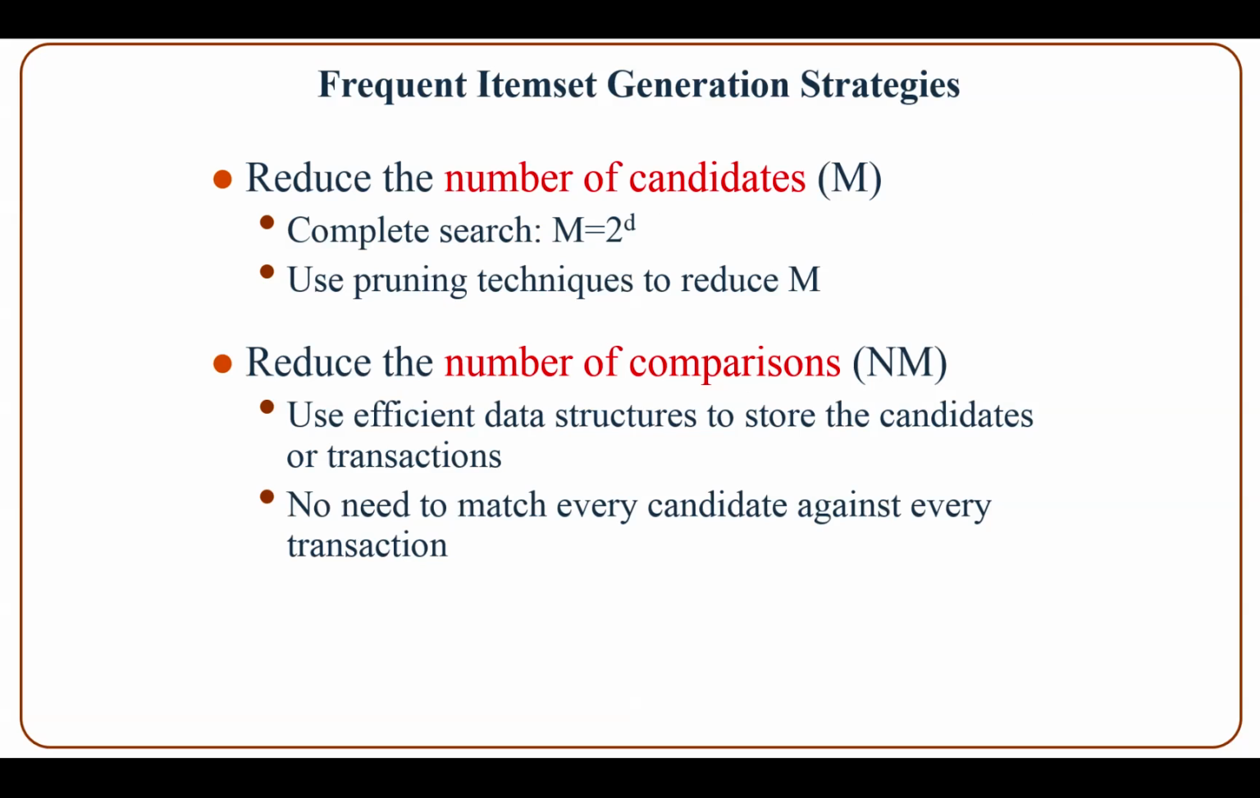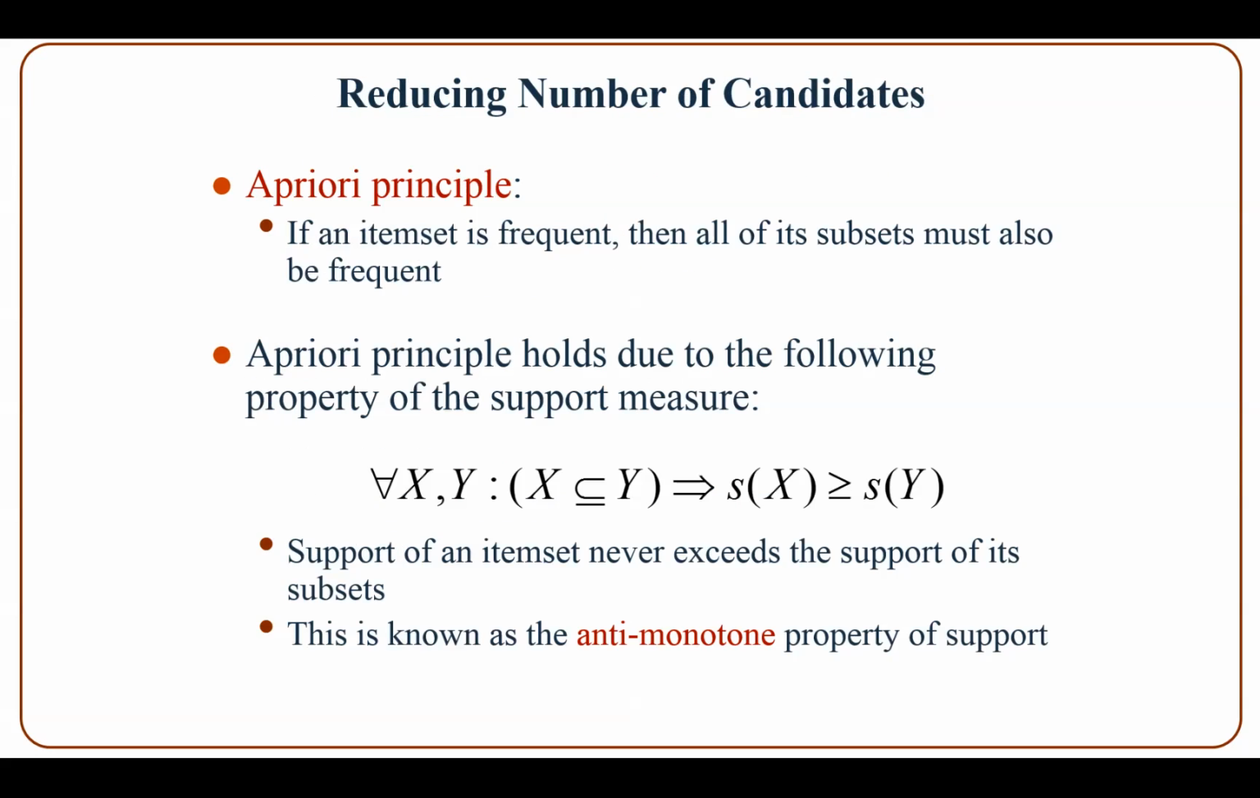There are several ways to reduce the computational complexity of frequent item set generation. We can reduce the number of candidates, which is M. If we do a complete search, then M is equal to 2 to the d, which is very large. Pruning techniques can be used to reduce M. We can also reduce the number of comparisons, which is N times M. N is the number of transactions and M is the number of candidates. With this method, we use efficient data structures to store candidates or transactions, and there's no need to match every candidate against every transaction.